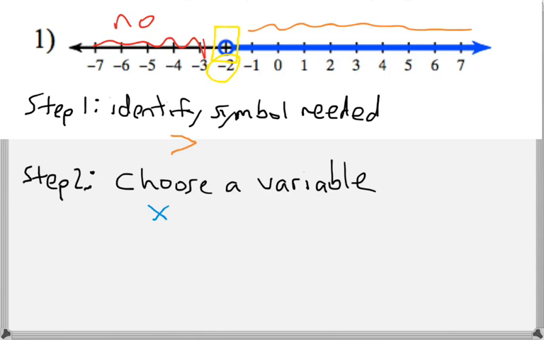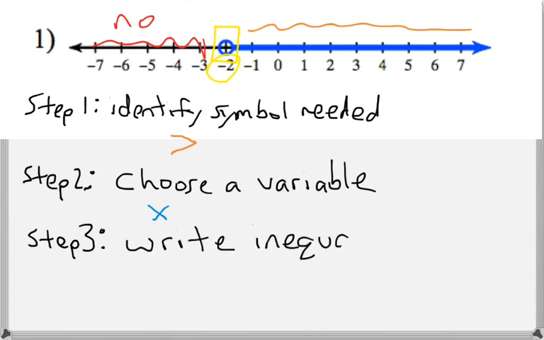So step 3, we just have to write our inequality. So we would have x, our variable, is greater than what number? That -2. And we have our inequality right here. Let's look at another example.